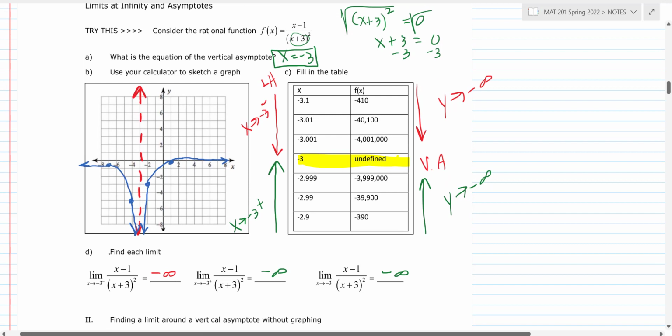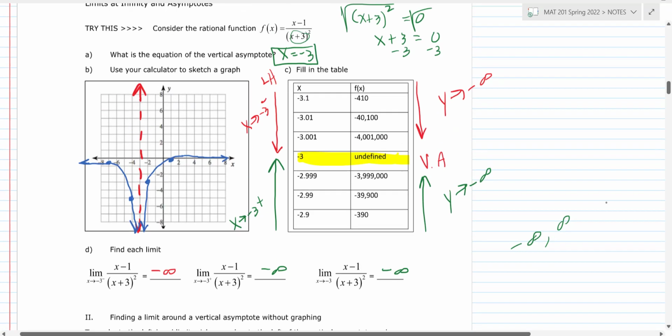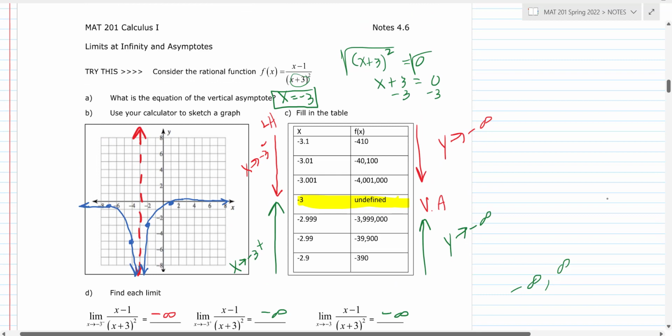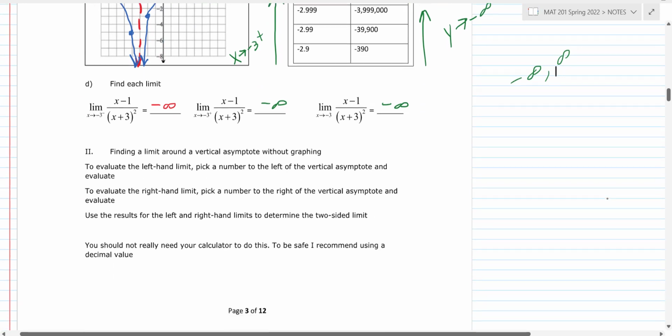So you want to know that if you're doing a limit at a vertical asymptote, you're going to get negative infinity or infinity for a left-hand limit. And it's also possible that the two-sided limit does not exist, but that didn't happen on this problem. Okay, very good. All right, so now we're going to show you how to do this without graphing. You don't have to graph to figure this out. I'll show you a simple way of doing this now.